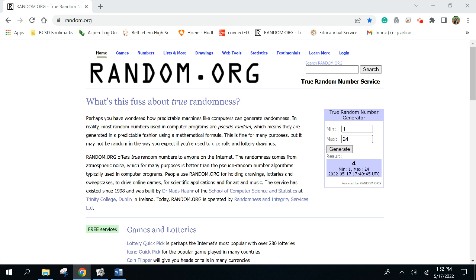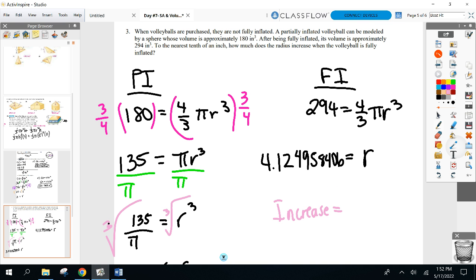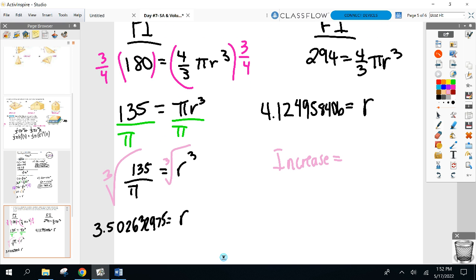When you're ready, nearest 10. Oh, 2's 22. Yeah, I know. So did I, Quan. I want to know the increase, please. The question wasn't what are the two radii. The question is how much did the radius increase to the fully inflated volleyball? I'll let you read the rounding directions.